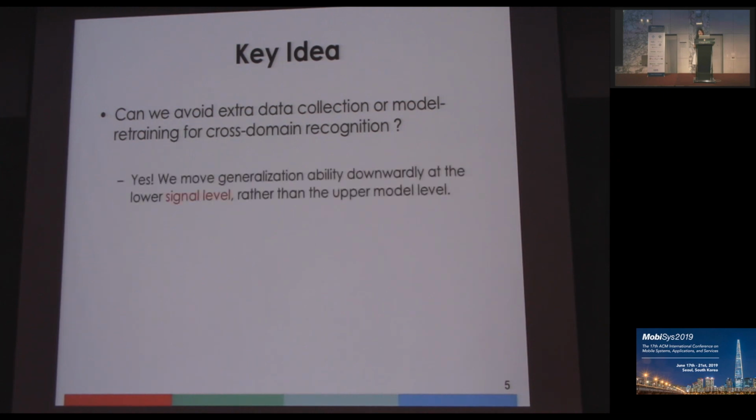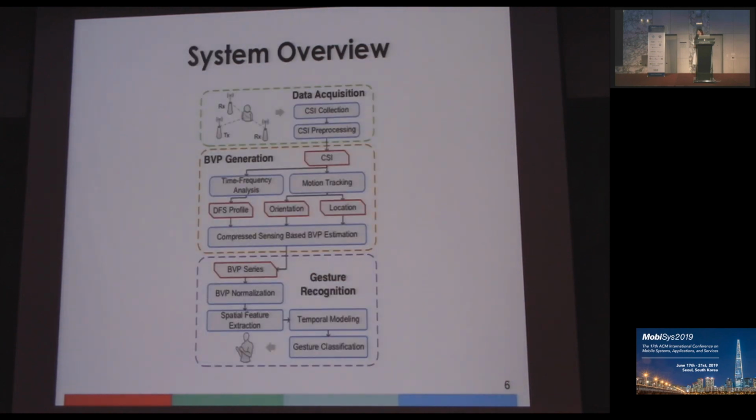A straightforward answer is to move the generalization ability downward to the lower signal level rather than the upper model level. Specifically, we extract domain-independent features from domain-dependent signals to reflect just the gesture itself. With such features as input, the recognition model can be trained once and used anywhere. Here is the working flow of our system Widar3.0. It extracts domain-independent features and then utilizes deep learning techniques, and it finally achieves cross-domain gesture recognition with zero extra training efforts. To achieve it, we meet three challenges.